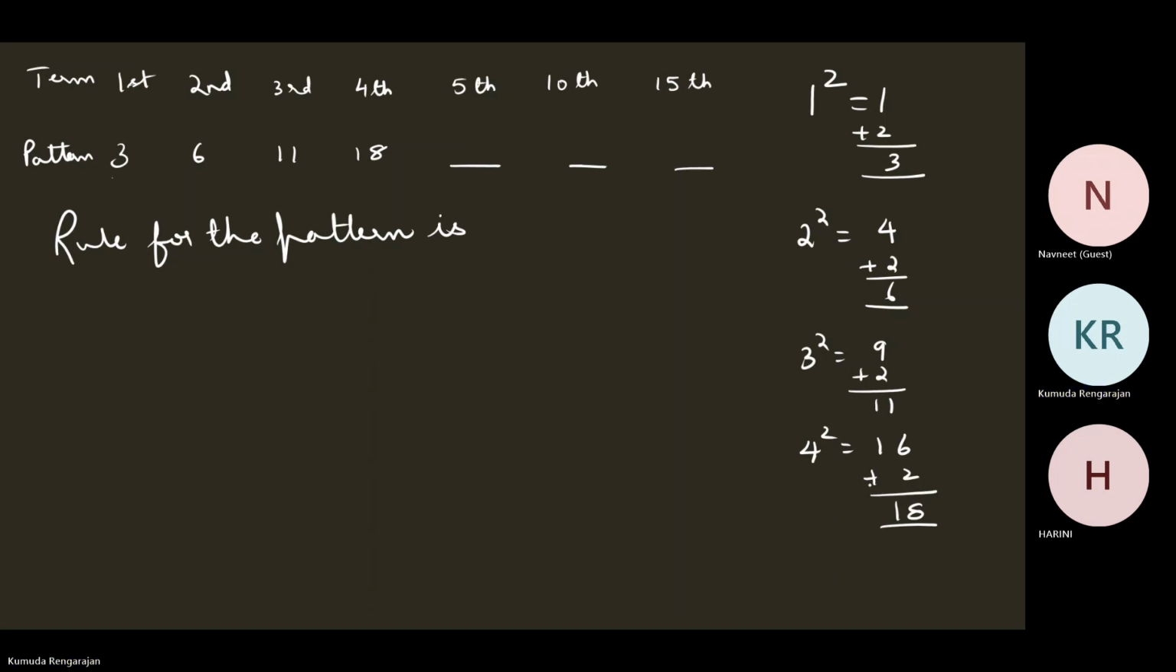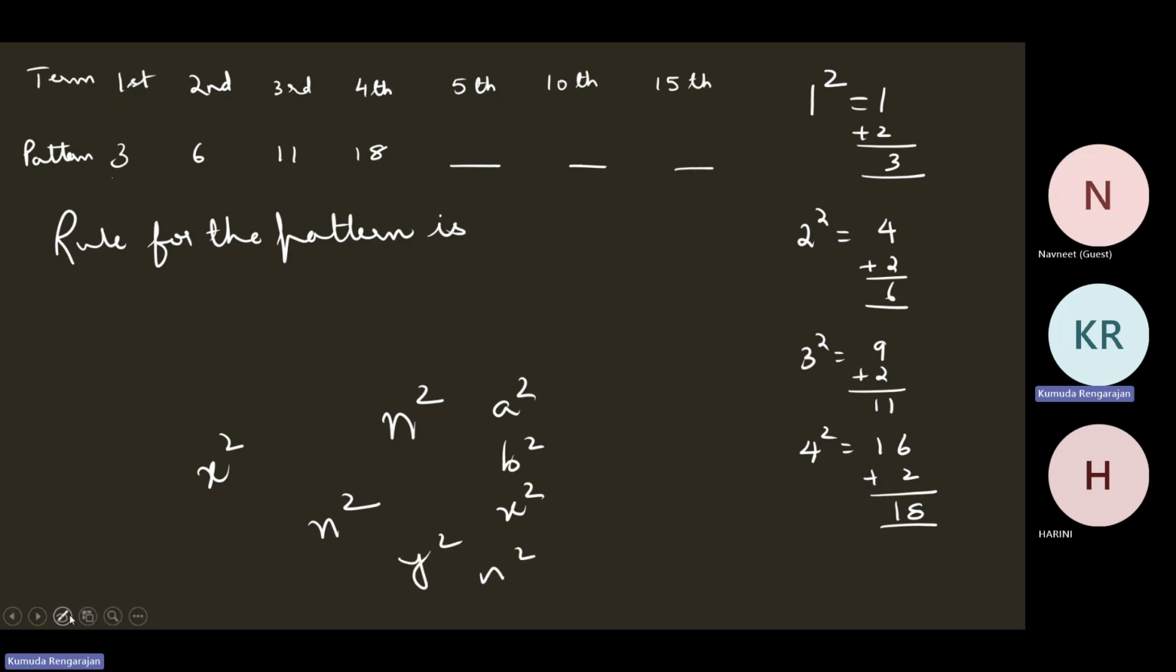So the rule for this pattern is n square plus 2. You can even say x square. Normally we use n. You can say a square, b square, x square, y square, whatever. Normally, to write a rule for the pattern, we use the variable n. So what is n? These are the values for n: 1, 2, 3, 4, 5.